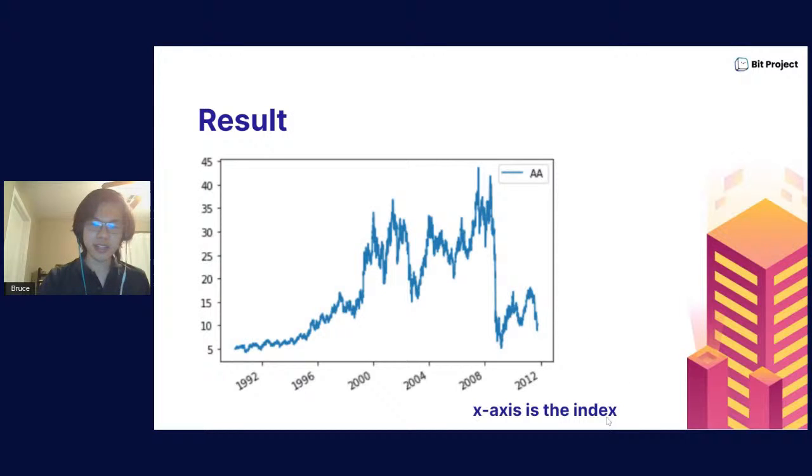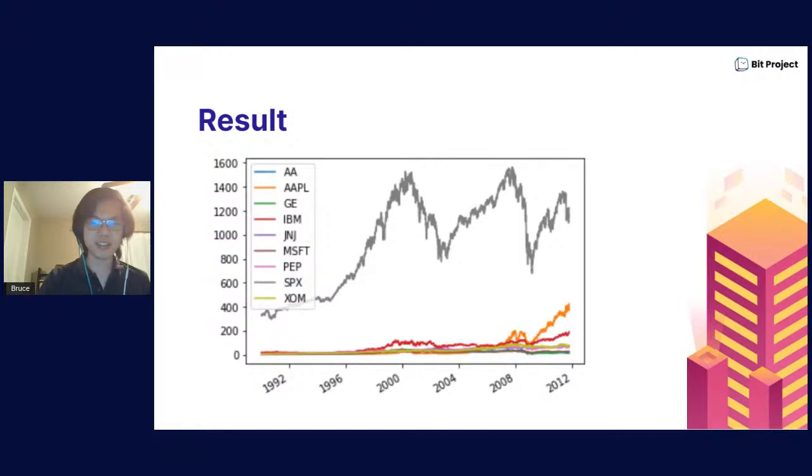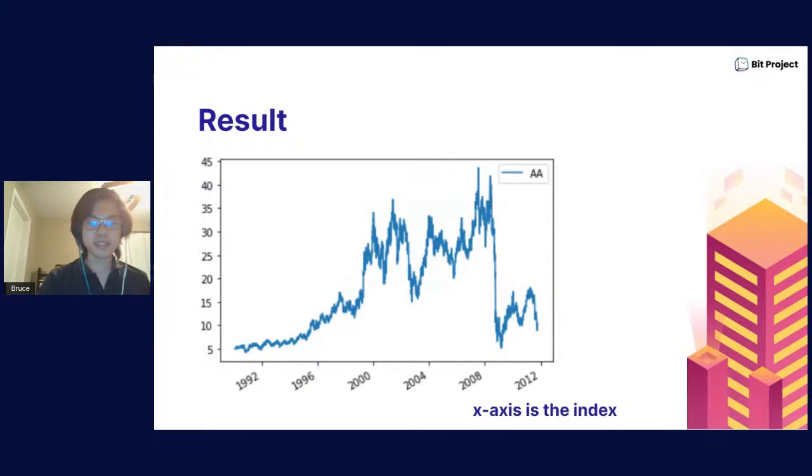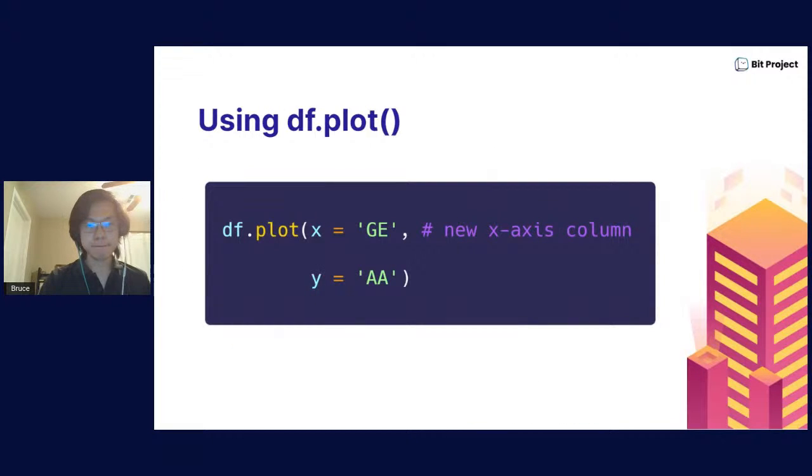Recall that the x-axis is still the index, even though we've changed which columns we're looking at. In fact, we're looking specifically at the one column. The x-axis is still the index. The index has not changed. The x-axis has not changed since we just called df.plot in general. That's nice. Okay.